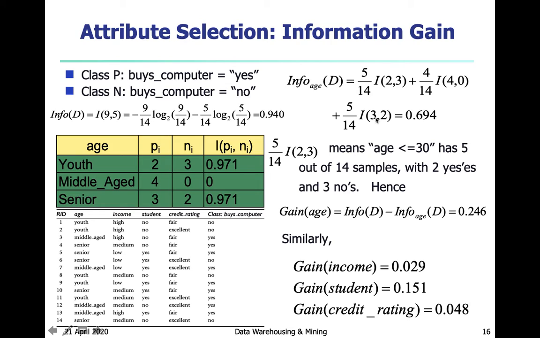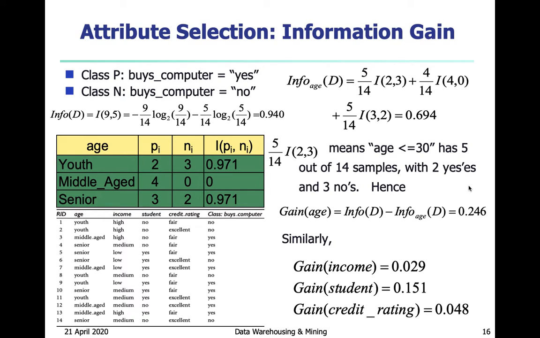Here also it is 3 yes, 2 no. So it will be minus 3 by 5 log 3 by 5 to the base 2 minus 2 by 5 log 2 by 5 to the base 2. So after doing the calculation, we will find this value. So this is the gain of age. Similarly, if you find for income, student and credit, these are the gain values. So here, what I told you, the maximum gain value will be the best splitting criteria. So here you can say the age has the maximum gain value.